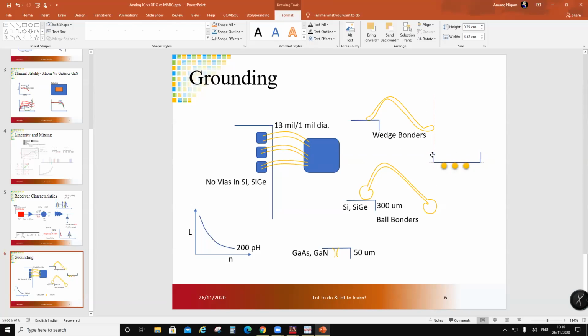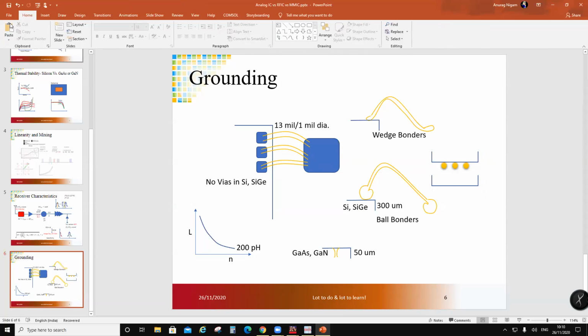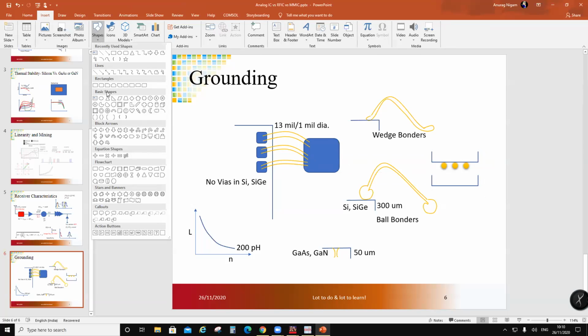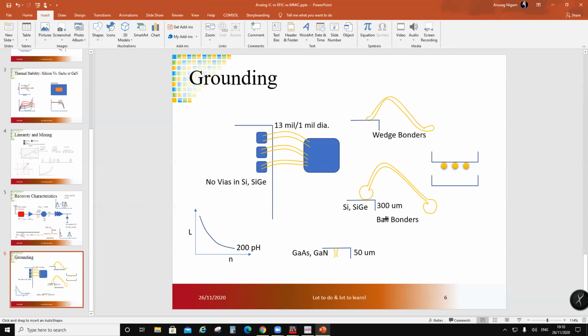Now IBM came up with something called slab technology. So for PAs, the chip is going to sit on a slab. If you are doing SiGe, which is Global Foundries, you can ask them to do a slab.